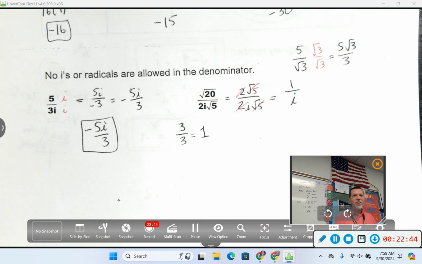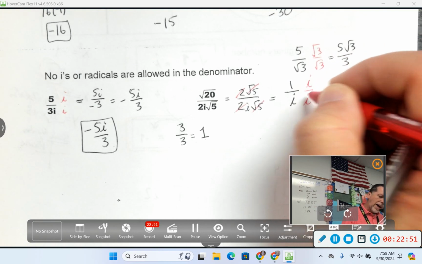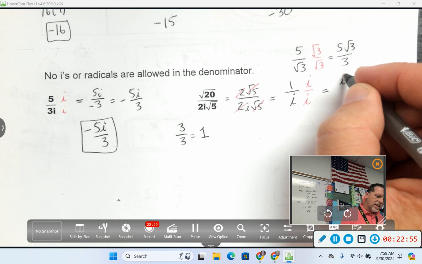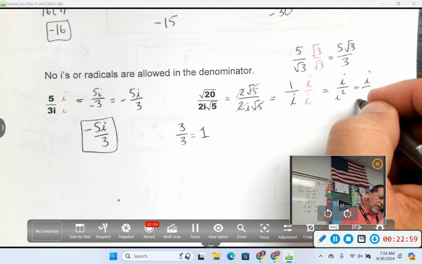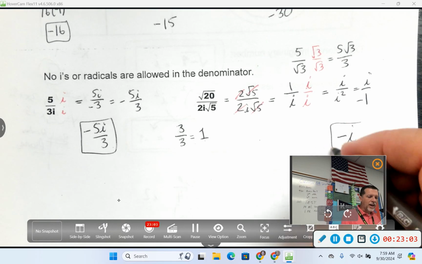Which is not a final answer because we've got i in the bottom. So let's multiply by i over i. So I over i squared, which is i over negative 1, which looks kind of funny when you could just say negative i. So it's just negative i.